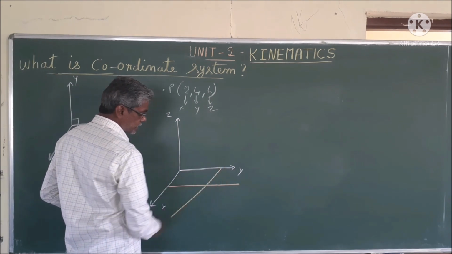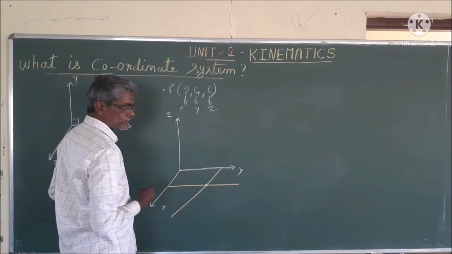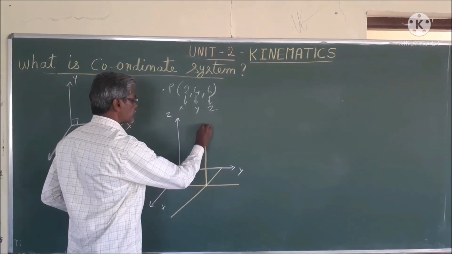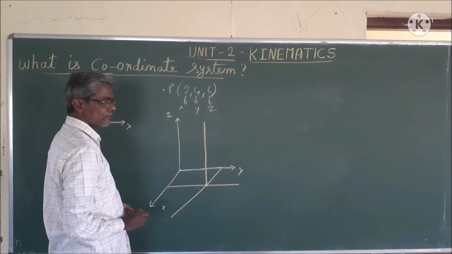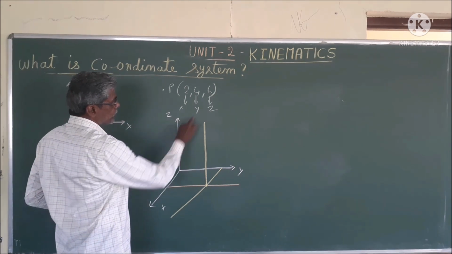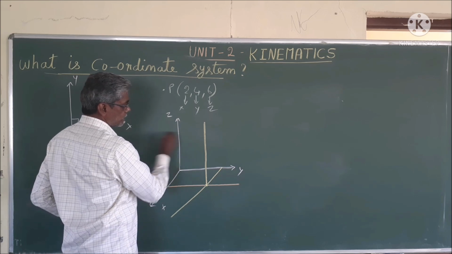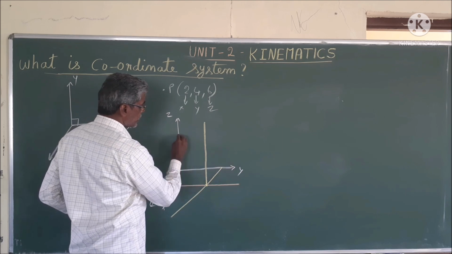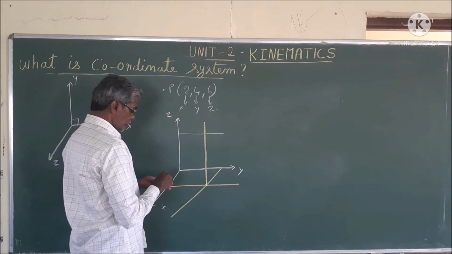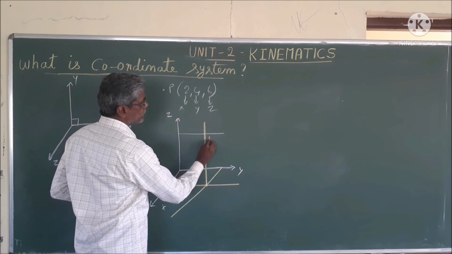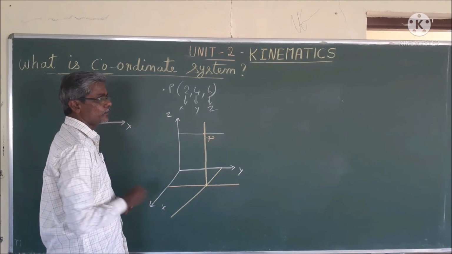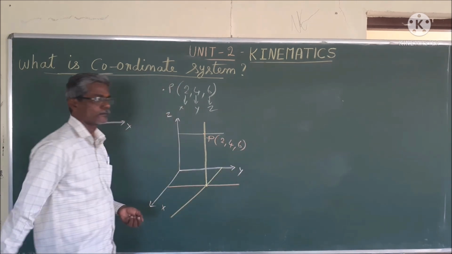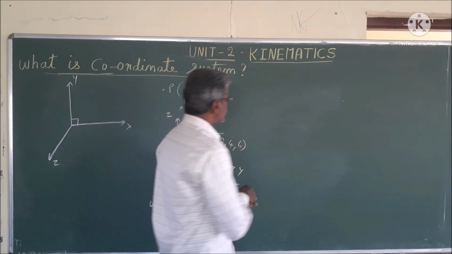Now these two lines intersect at a point. From this you draw a parallel line to z-axis. Understood? Now z is equal to what? 6. From z, draw a parallel line to y-axis. Now you see they will meet at one point. This will give the position of P, this P, 2, 4, 6. Clear?